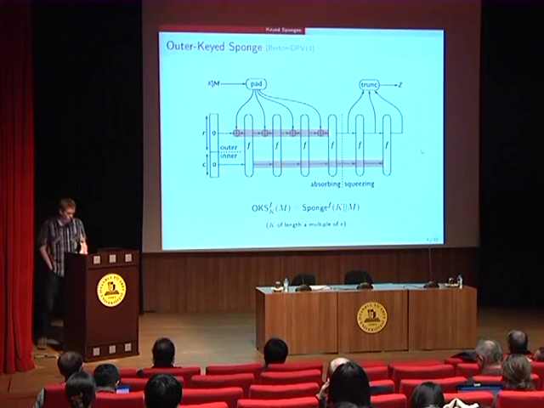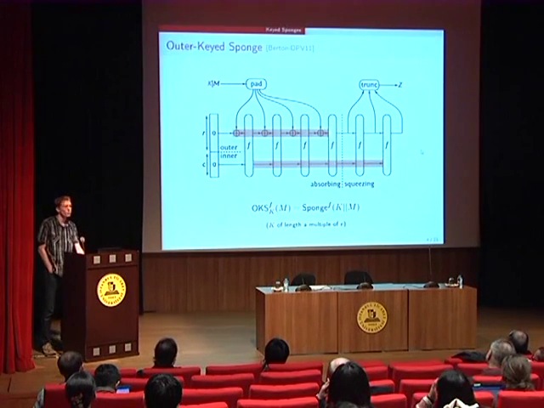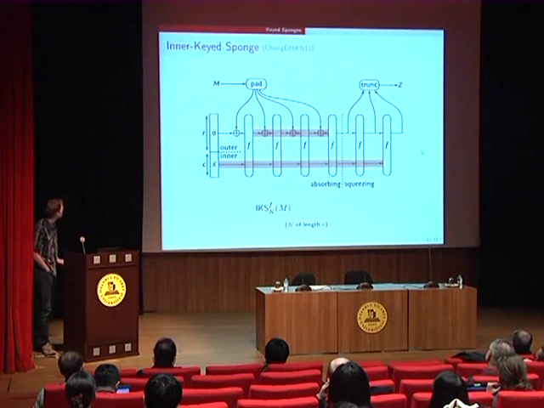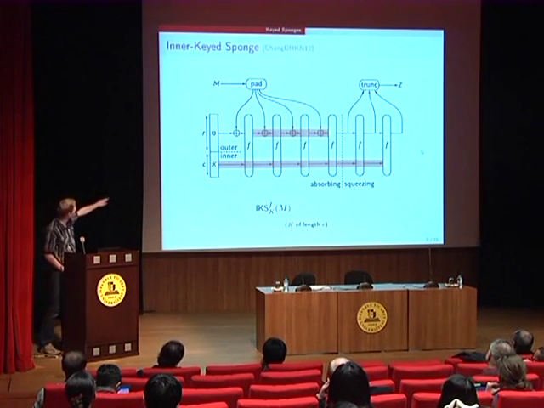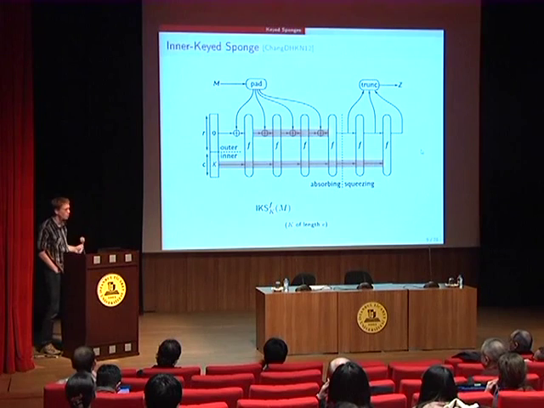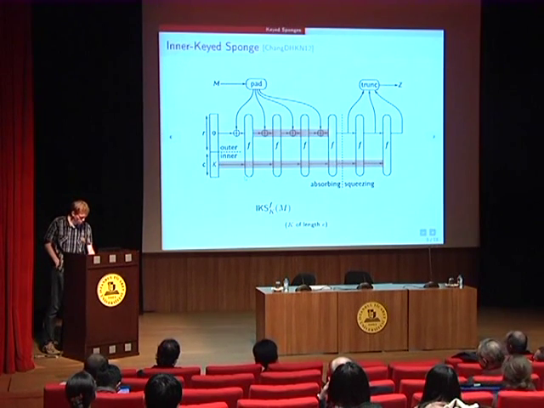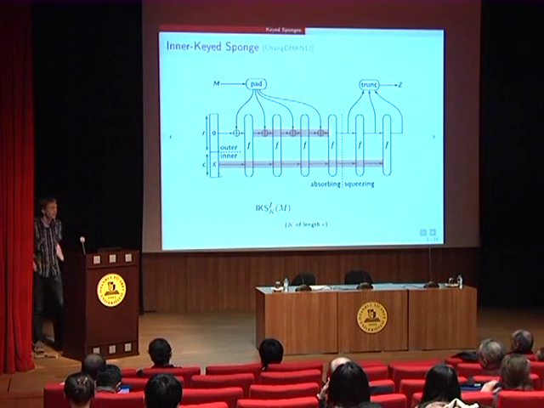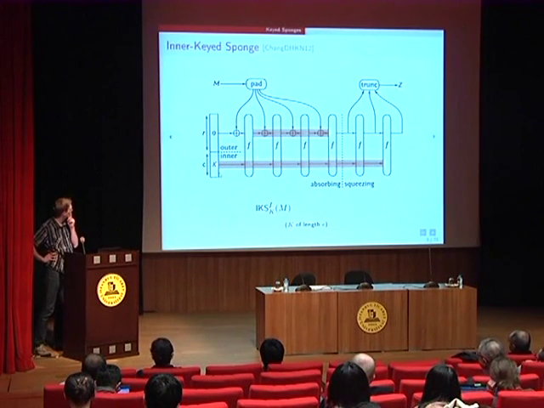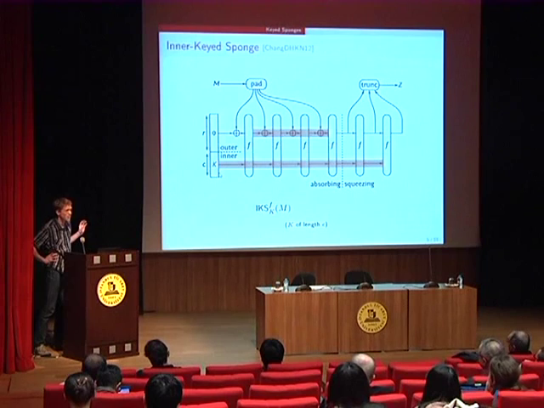One year later, Chang et al. suggested to use what we call the inner keyed sponge. And in this case, the key is not anymore input via the rate part, but via the capacity part. So the capacity part right here is initialized with the key. So in this case, the key is of length C bits.